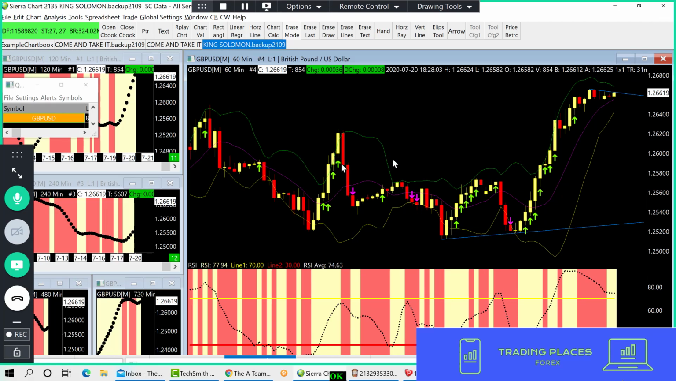That's how you look for the indicators. You look for agreement here, here, and here, and of course here. And also you want to wait for the yellow signal to come out.